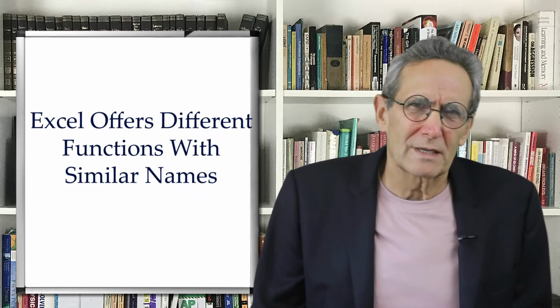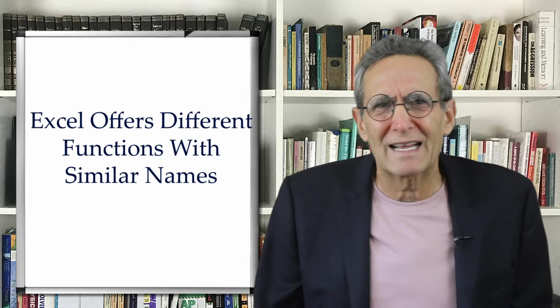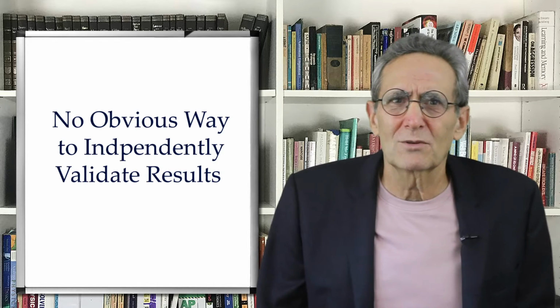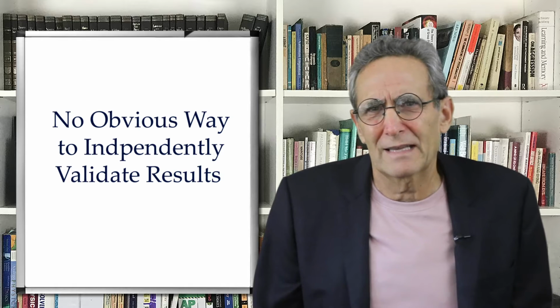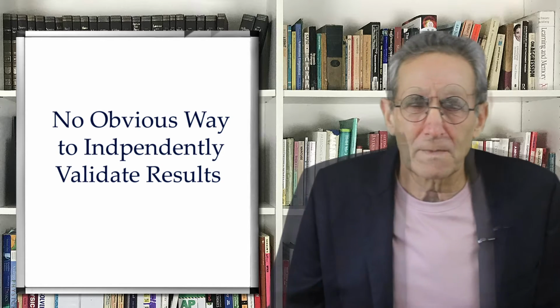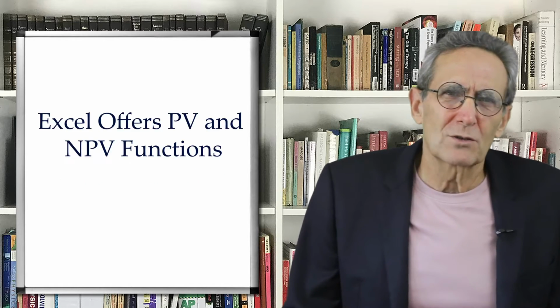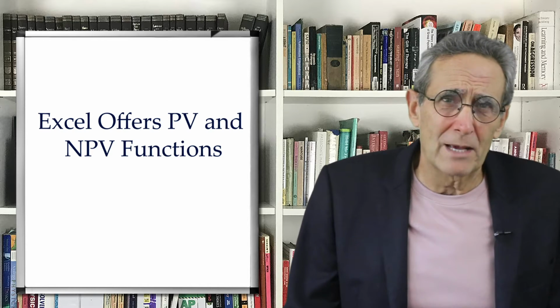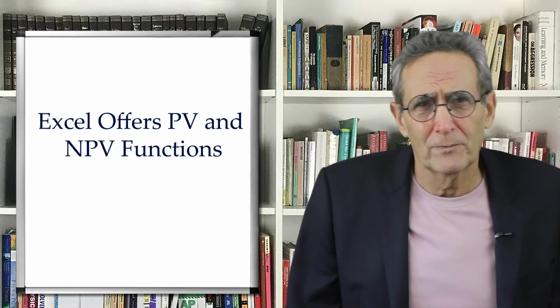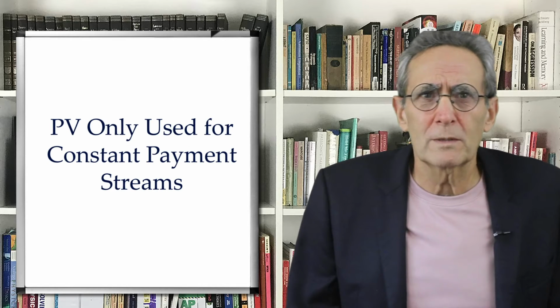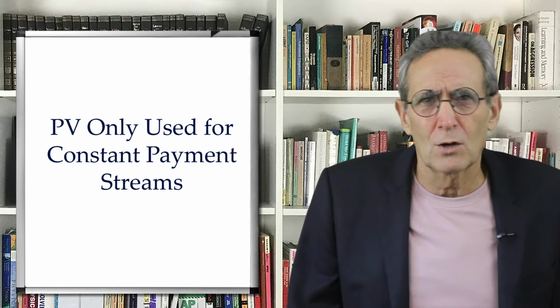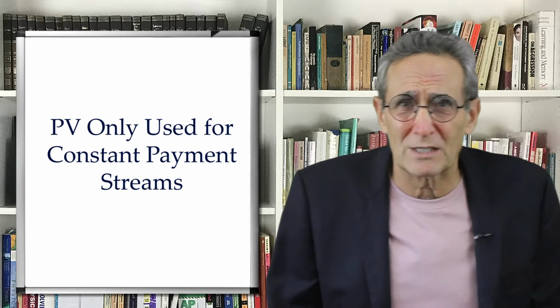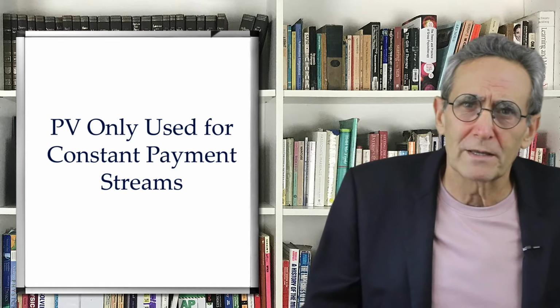A second issue with Excel is that it offers different functions that have similar names. And finally, the spreadsheets and calculators do not give you an obvious way to validate the accuracy of your results. For example, Excel offers two very similar sounding functions, PV for present value and NPV for net present value. The PV function can only be used if the future payments are constant or you're trying to figure out the present value of one lump sum in the future.